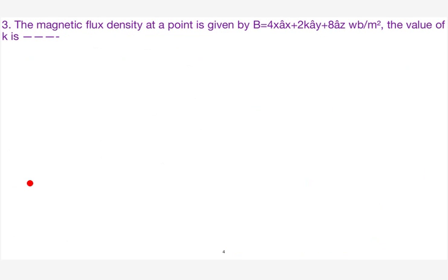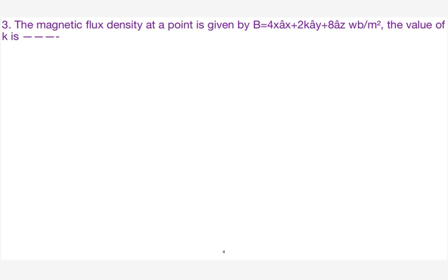Yeah, see that? There is a magnetic flux density at a point given by this. This is a magnetic flux density in Weber per meter square. Then you need to find this constant K.